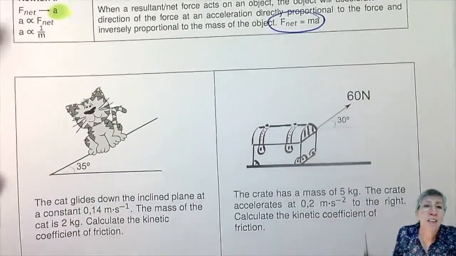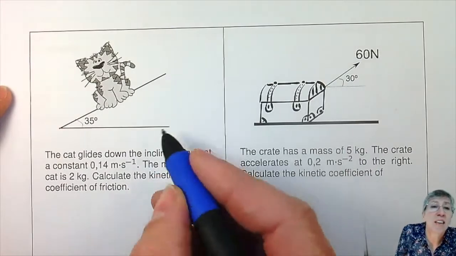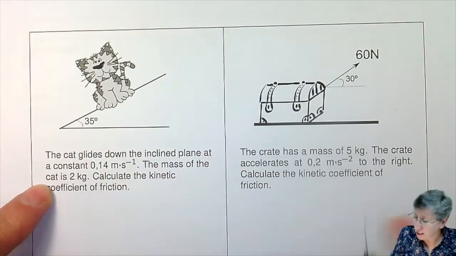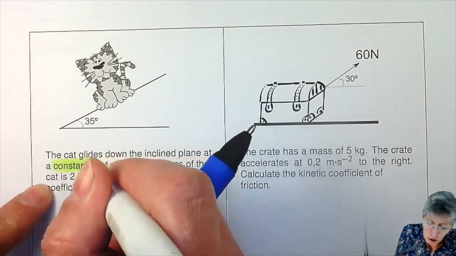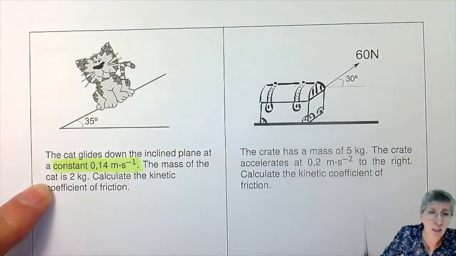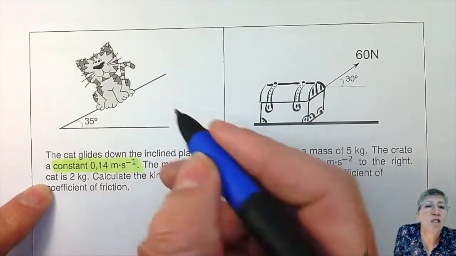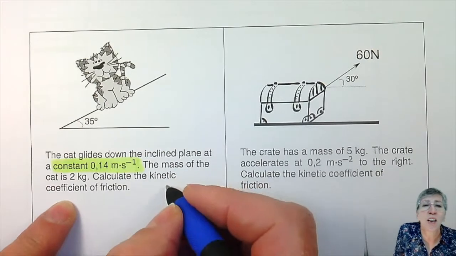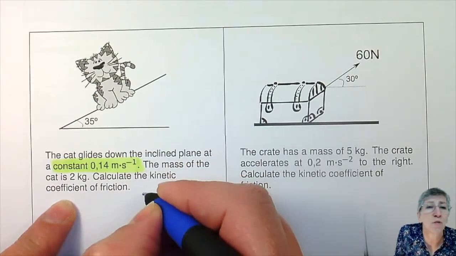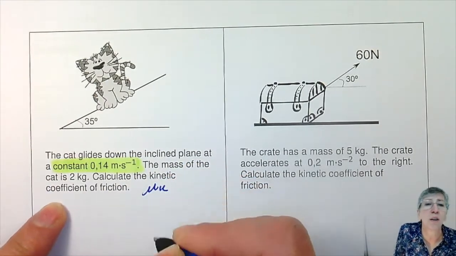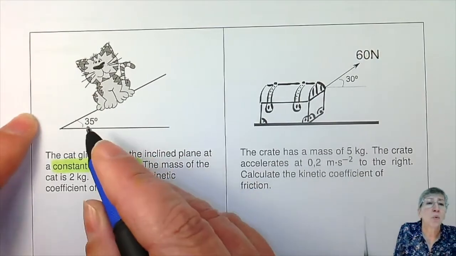The first one: they tell you a cat glides down an inclined plane at a constant velocity, right? The mass of the cat is 2 kilograms, and they tell us to calculate the kinetic coefficient of friction. So we know we're looking for mu k. Right, what do I know?